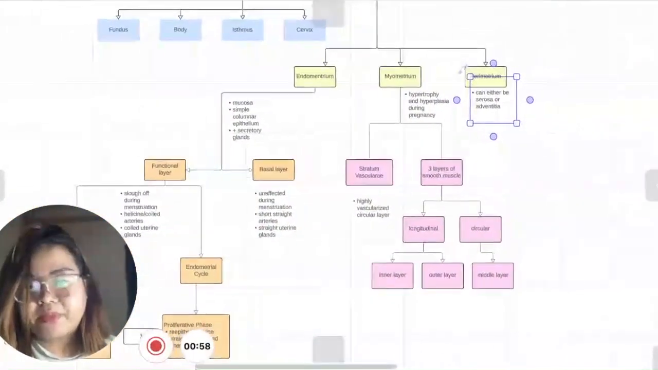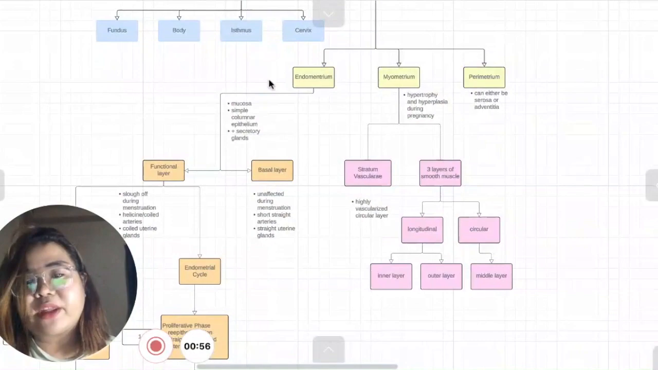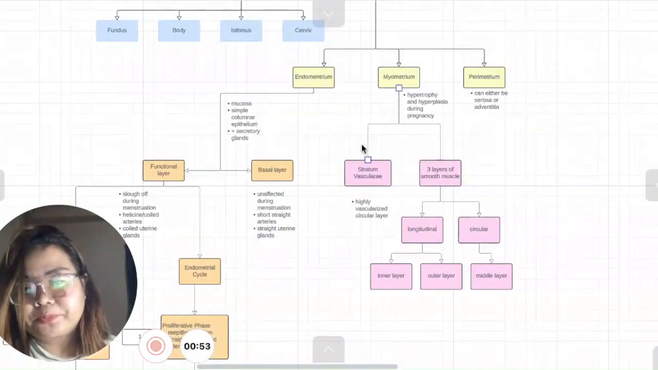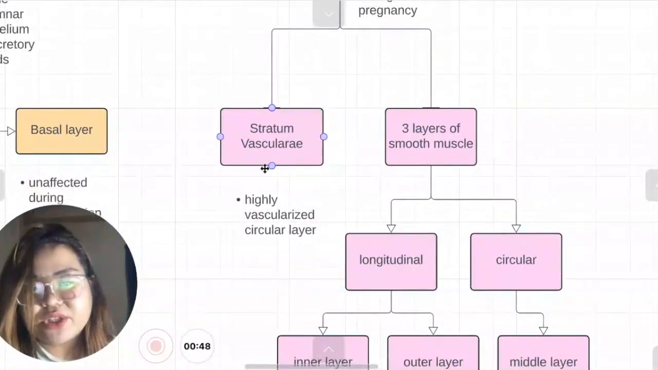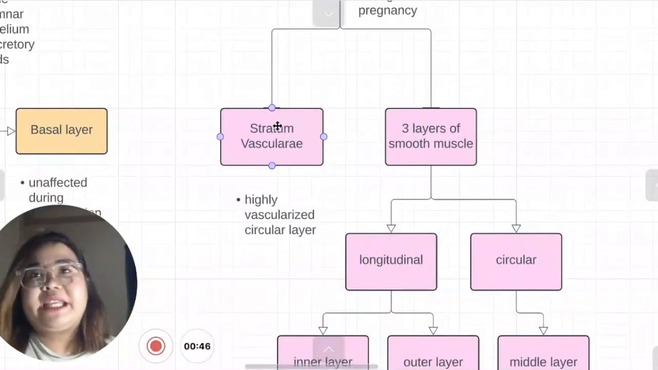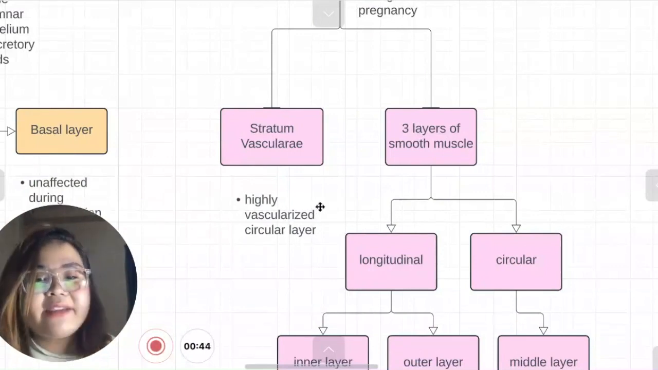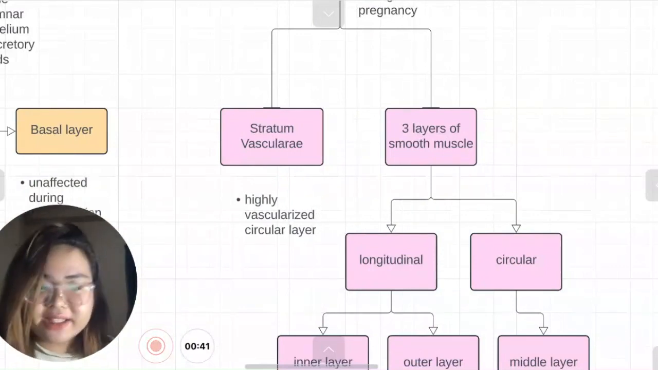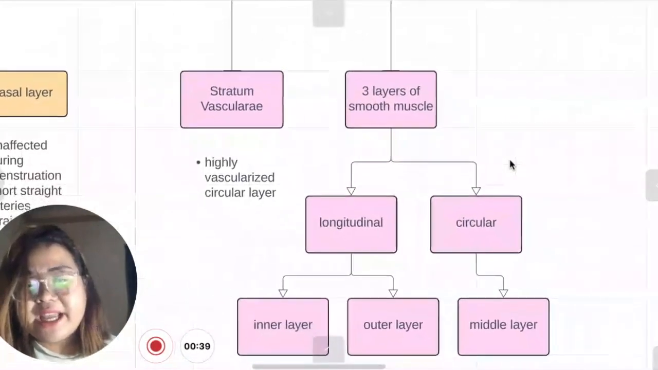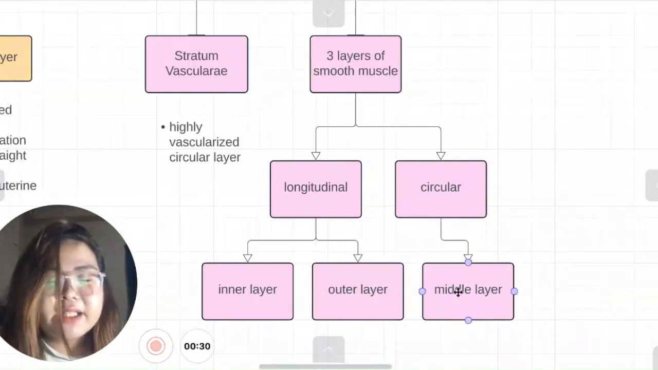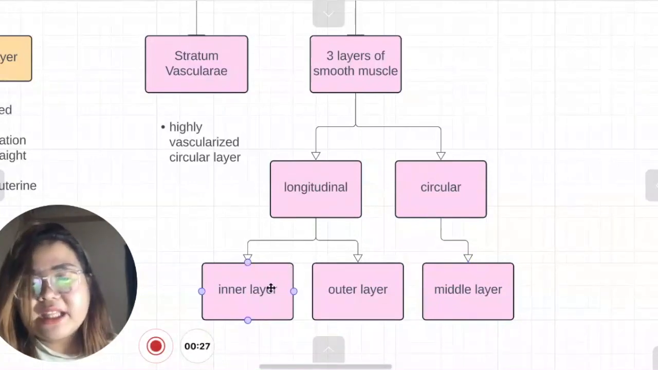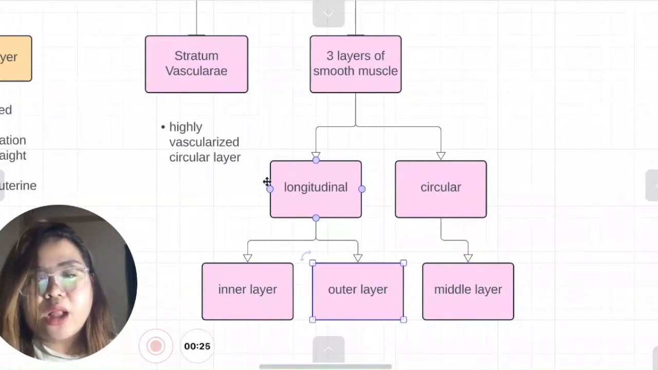Now, let's talk about the myometrium now that we're done with the endometrium. So, there are different layers. So, we have the stratum vasculare. This is pretty easy to memorize because highly vascularized, vasculare, circular layer. And the three layers of smooth muscles, we have inner layer, outer layer, and middle layer. So which one of the three layers are circular? It's the middle layer. Whereas in the inner layer and outer layer, they are longitudinal.